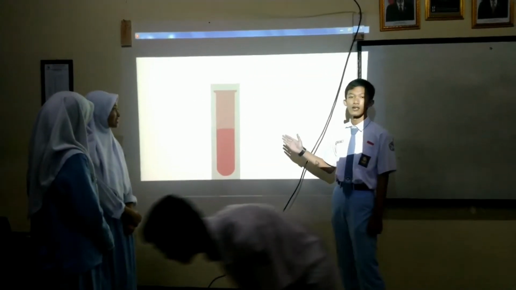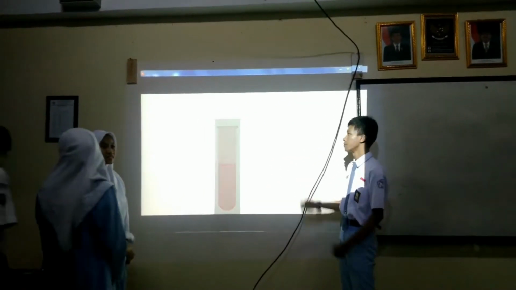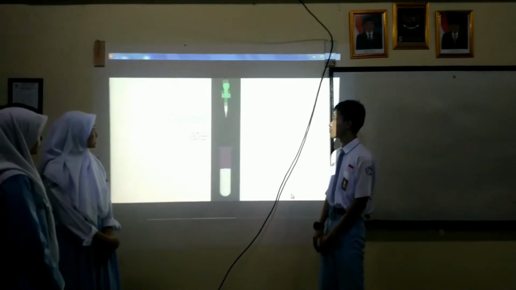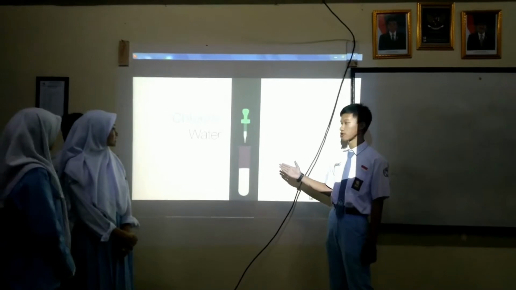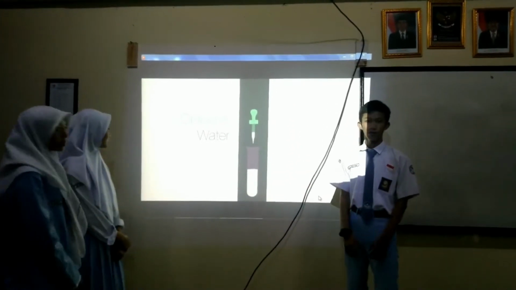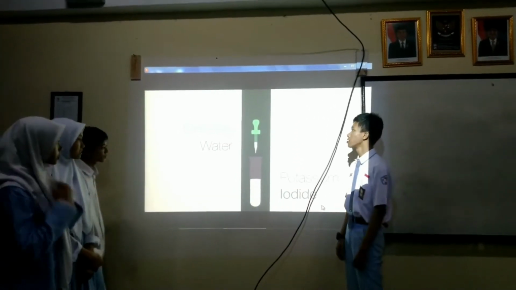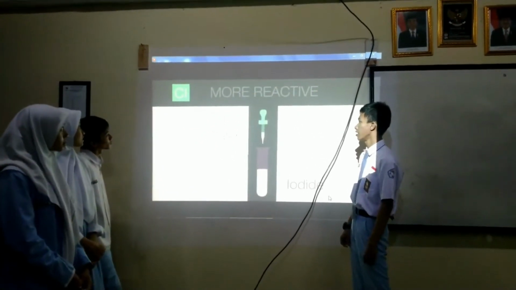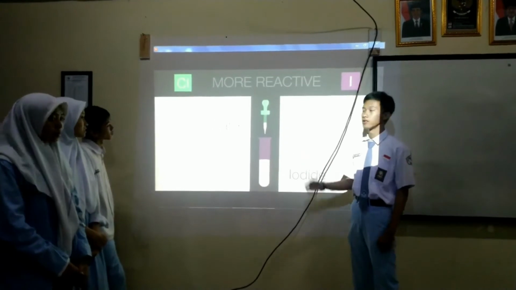A similar observation occurs when chlorine water is added to an aqueous solution of potassium iodide, since chlorine is more reactive than iodine. A displacement reaction will occur to liberate iodine according to the reaction below. A dark brown solution is produced due to the presence of iodine.